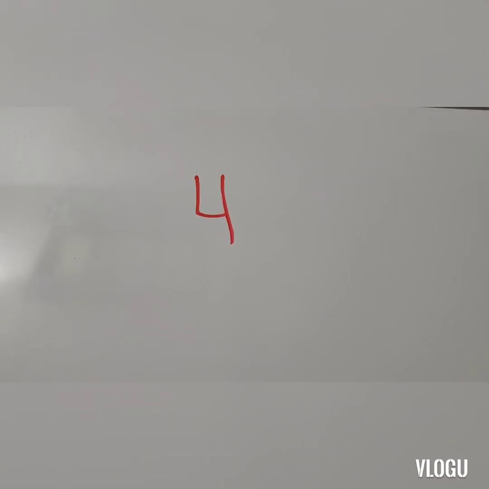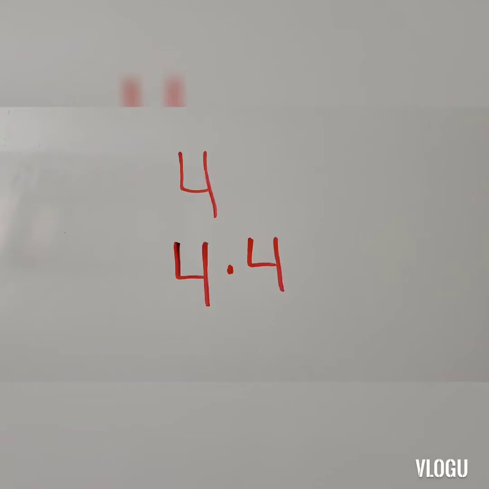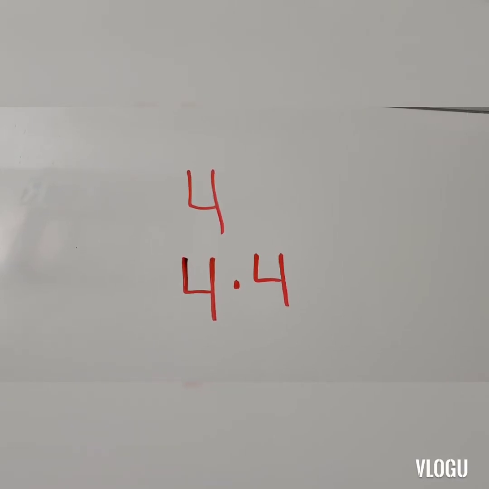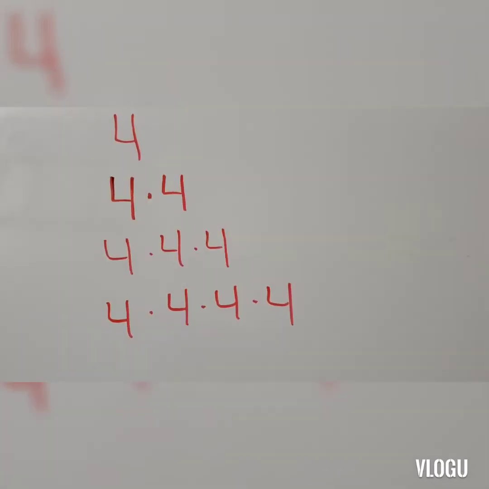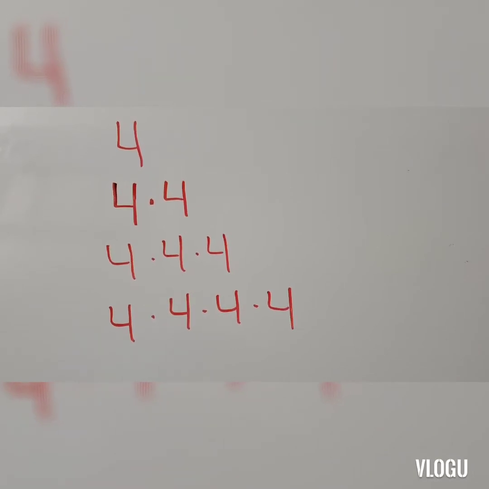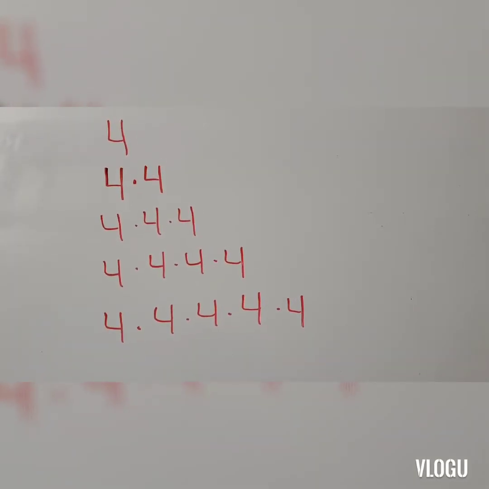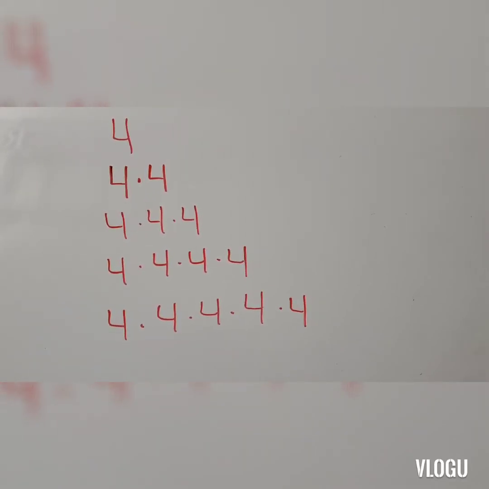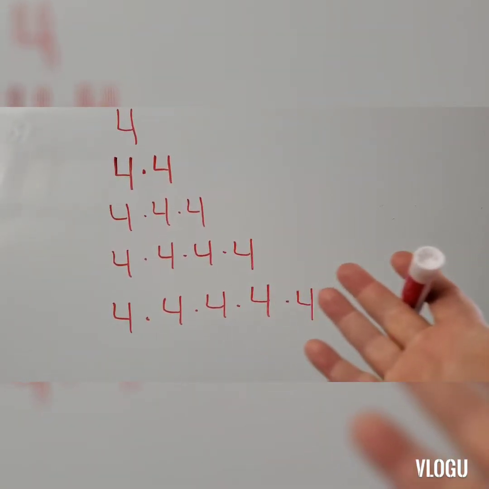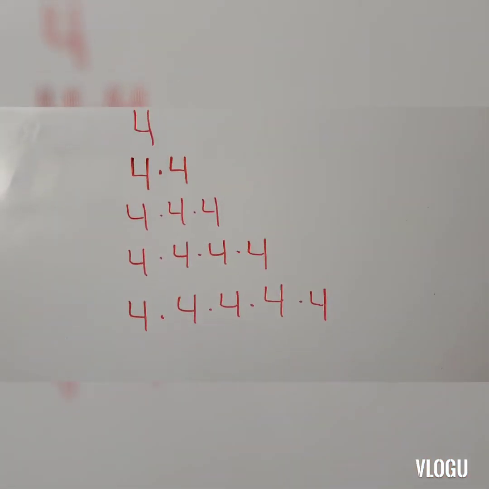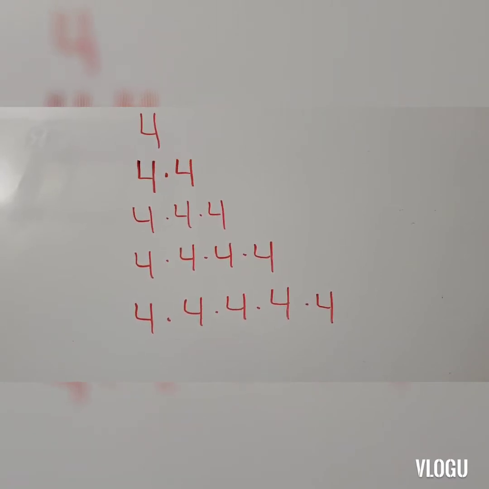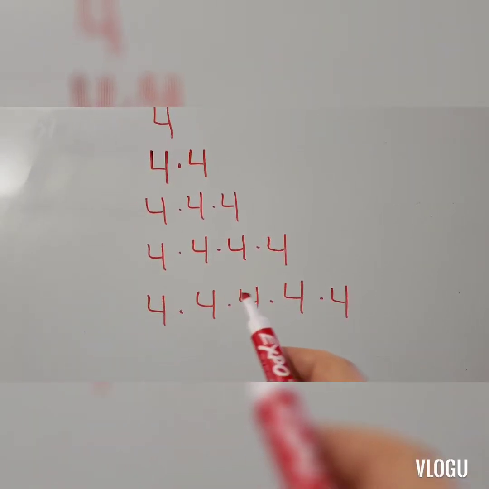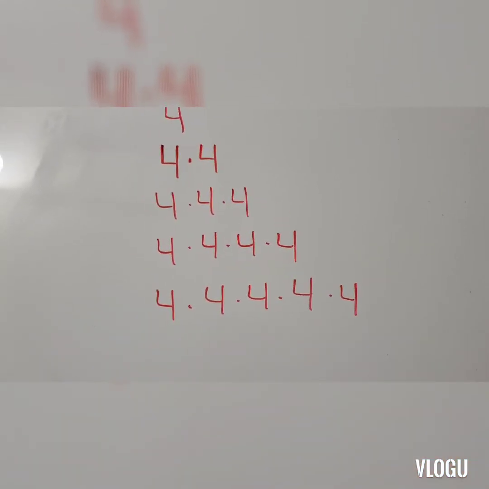Let's first take a look at the number 4. We can have 4 by itself. We can have 4 times 4. We can have 4 times 4 times 4. We can multiply 4 by itself 4 times. 4 times itself 5 times. But I think that you can see the more times we multiply 4 by itself, the more space we're using up. Mathematicians have found a shortcut called exponents and powers to shorten this unnecessary repetition of numbers multiplied by themselves.